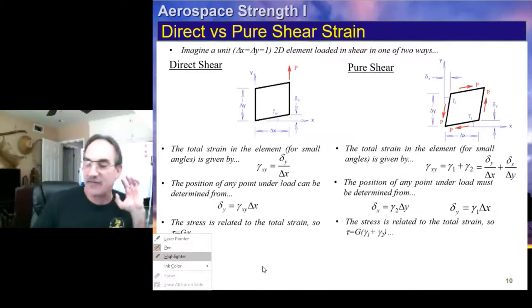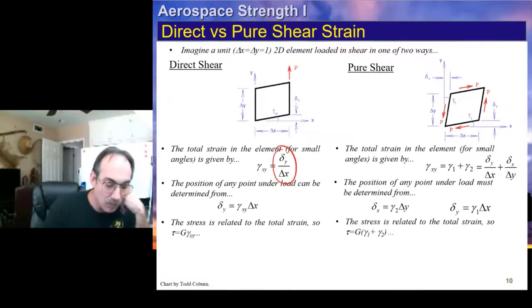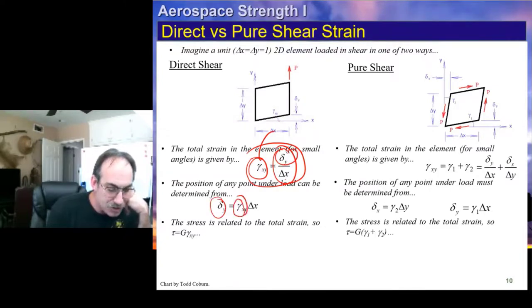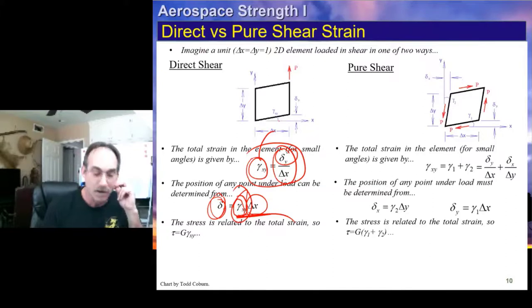Since our strain is defined as deflection over original or perpendicular directional length, and now you know that this actually corresponds with that angle, but we could also just call it the strain, we now can rearrange this and solve for the deflection. Deflection in that direction is just the shear strain times whatever the length is. That means if we know what the shear strain is, we can calculate the shear deflection by just multiplying by that perpendicular length.